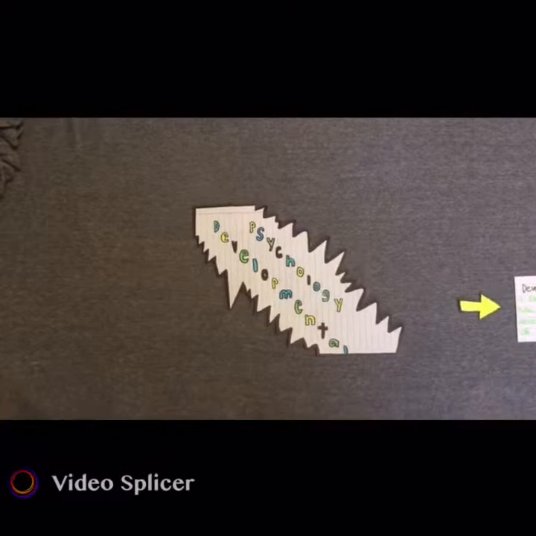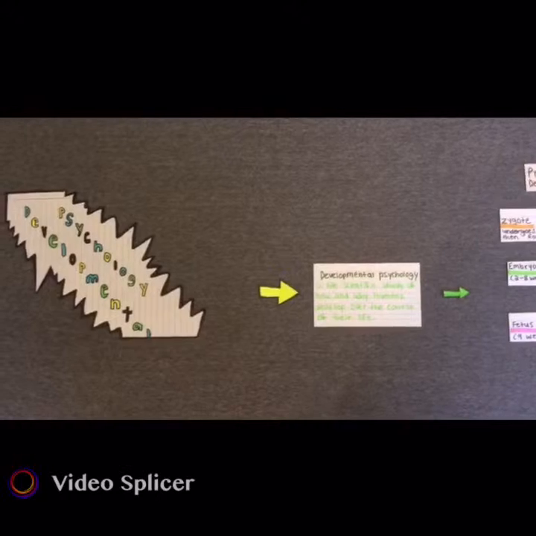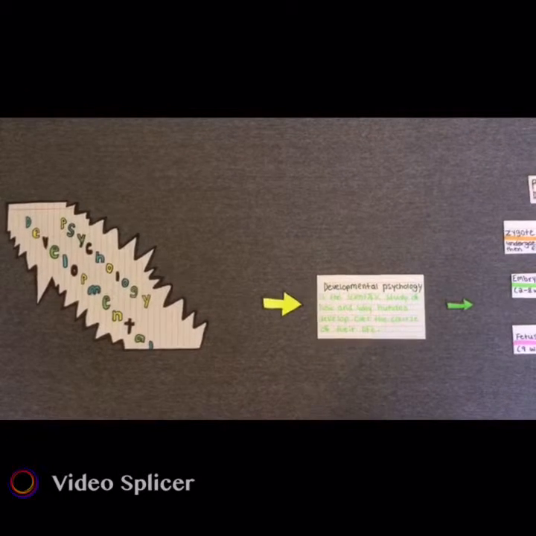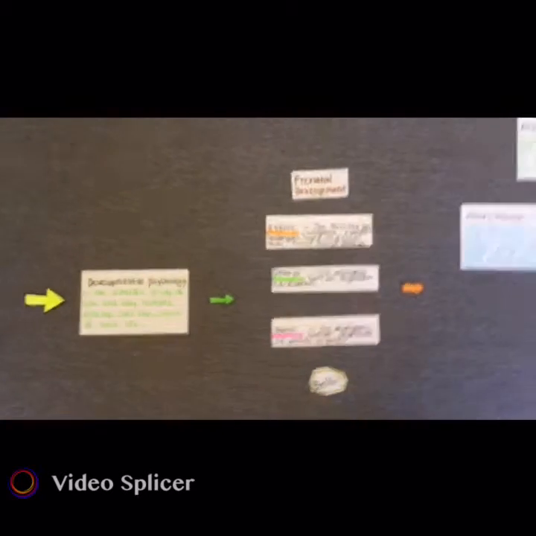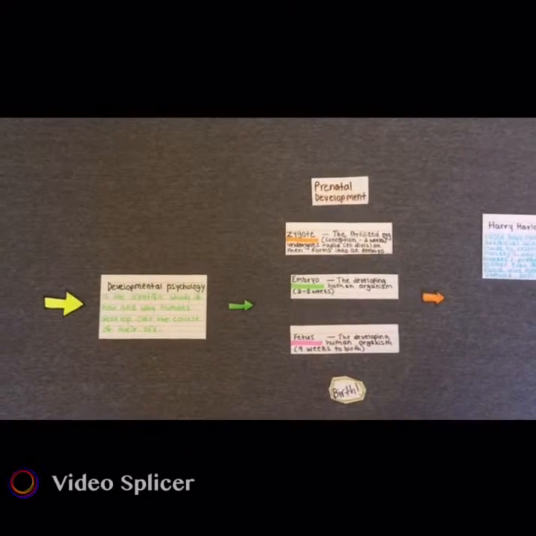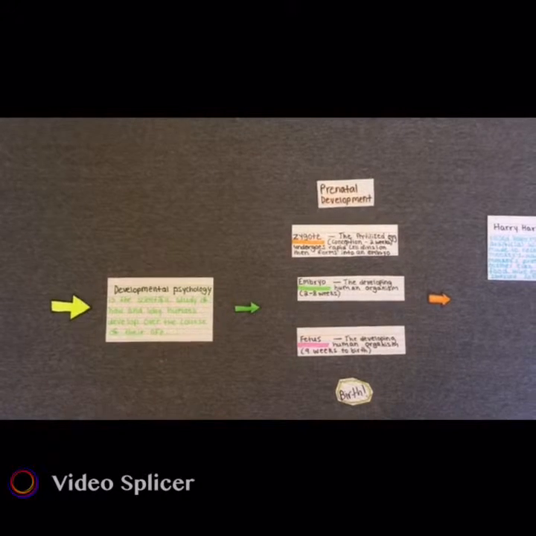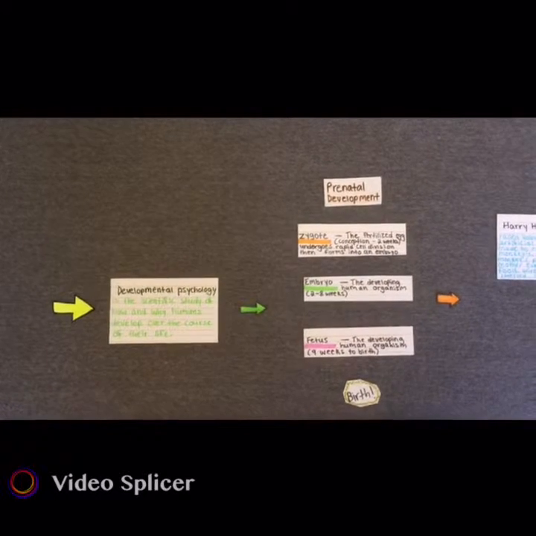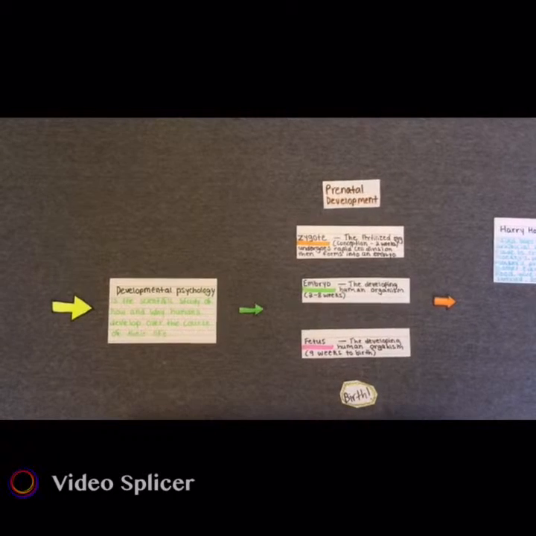Okay, my unit is Developmental Psychology. Developmental psychology is a scientific study of how and why humans develop over the course of their life. The first step of developmental psychology would be prenatal development. First, there's the zygote, the fertilized egg that undergoes rapid cell division and then forms into an embryo.